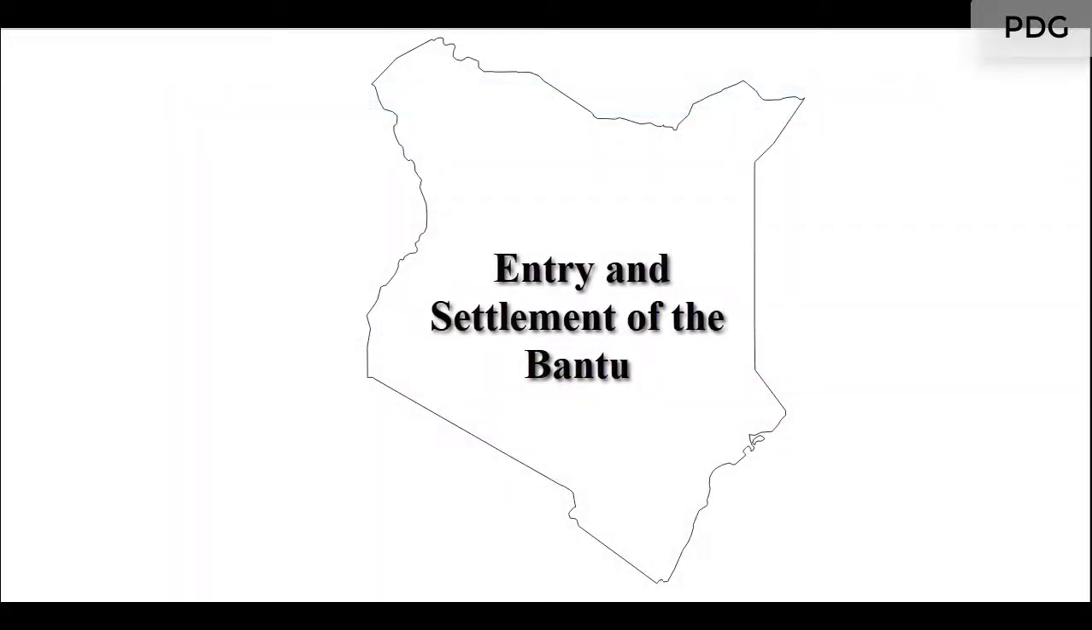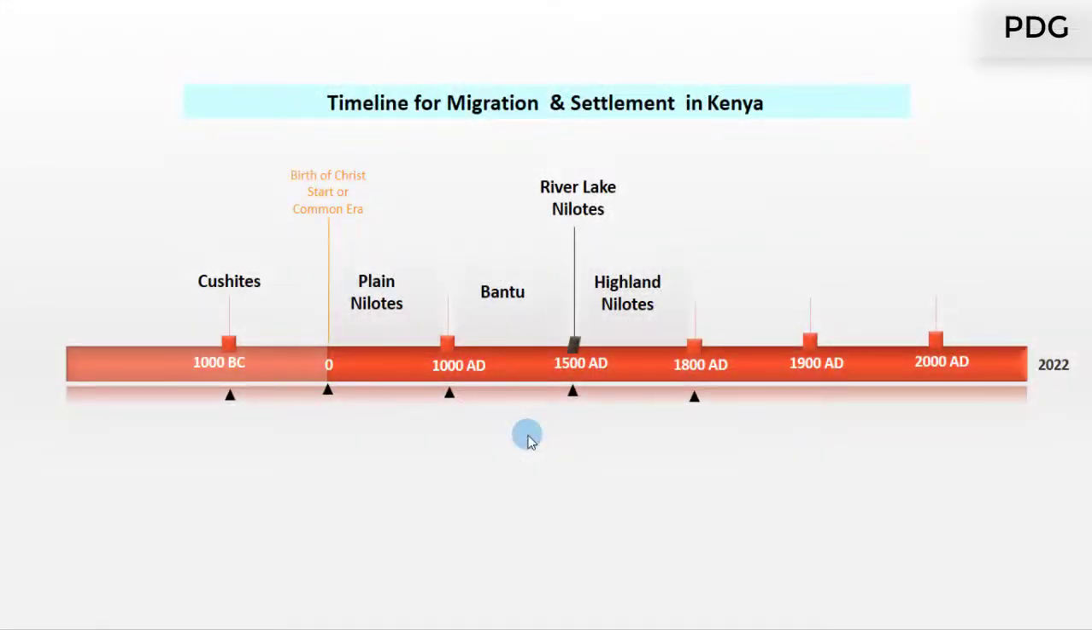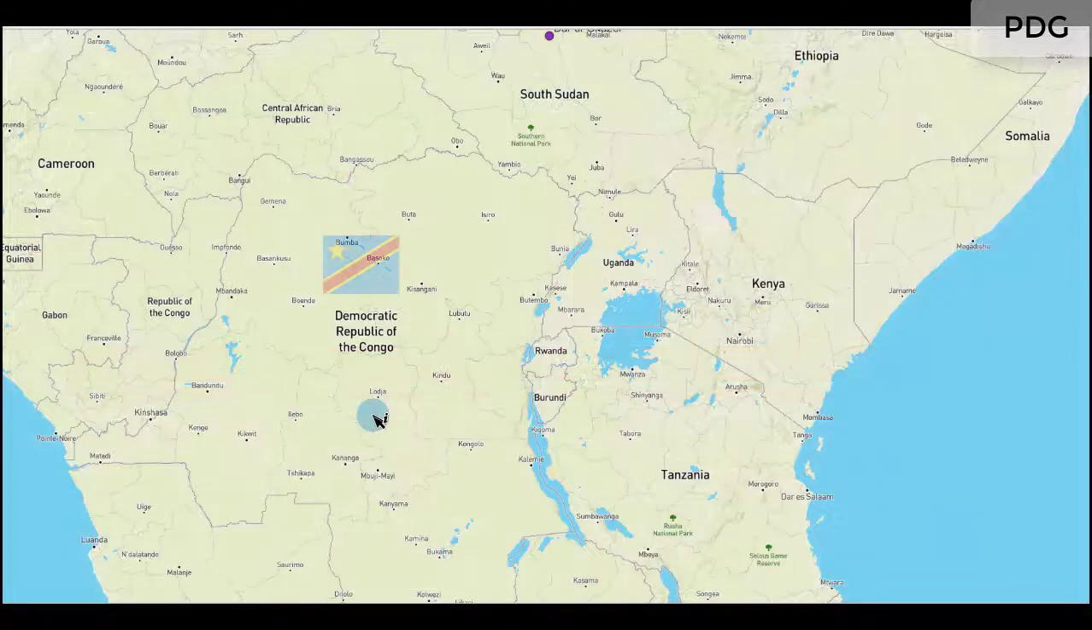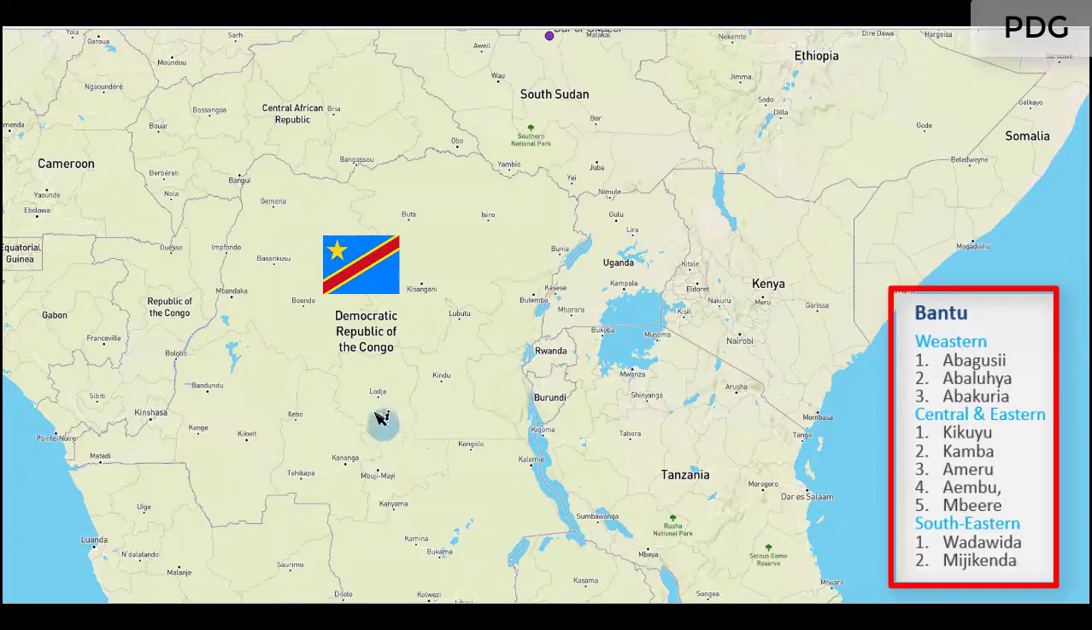Entry and settlement of the Bantu. The Bantu are believed to have entered East Africa and Kenya at around 1000 to 1500 AD. They are believed to have come from around the river Congo, that is in the DRC. Bantu in Kenya include these groups of tribes.